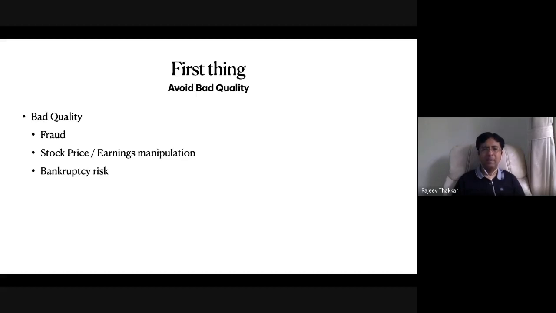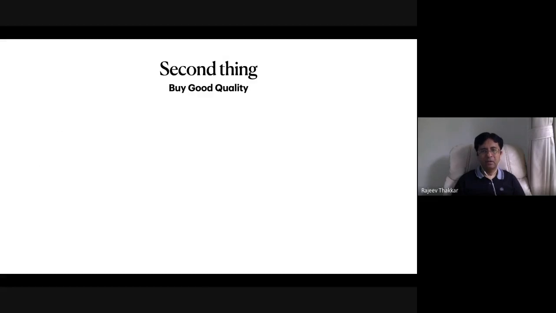So you eliminate the junk, but that is only part of the equation. Eliminating junk does not mean you are buying great quality. So the second part is, after eliminating junk, from the remaining universe, from the remaining companies, you also want to buy things which are top notch. So how do you identify those?